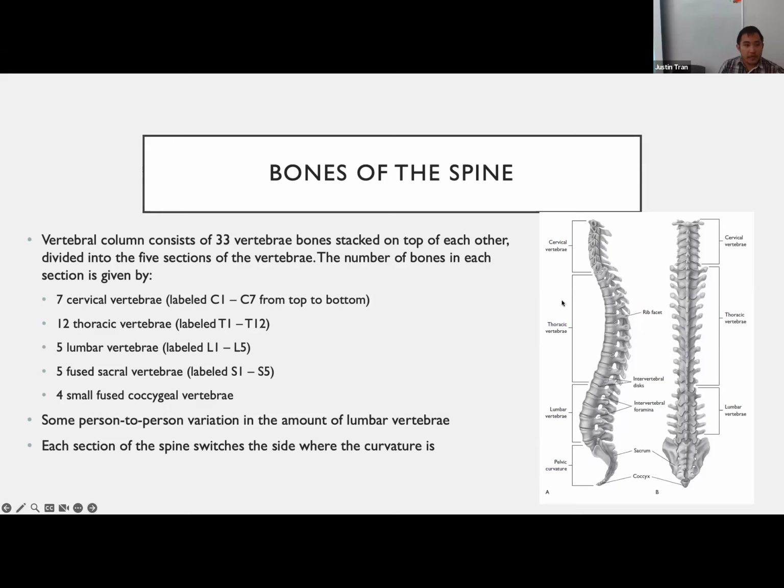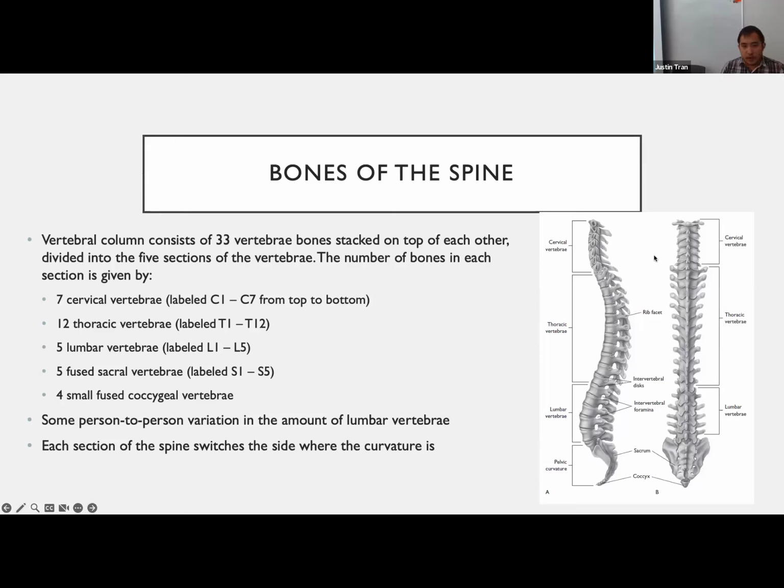And they're labeled based on what section they're in and which bone they are, right? So this top section right here, this is the one that connects up to your skull and your head. This is known as the cervical vertebrae. And so the cervical vertebrae, there's about 7 of them. And so they're labeled C1 through C7, right? So the top one is C1, second one is C2, C3, C4, C5, C6, C7, okay? So the naming convention for the spine is actually quite simple, right?